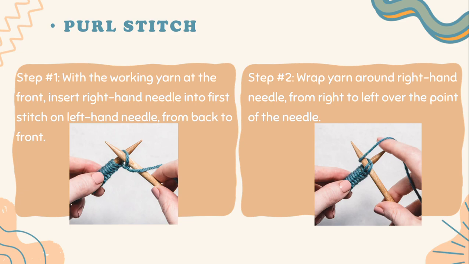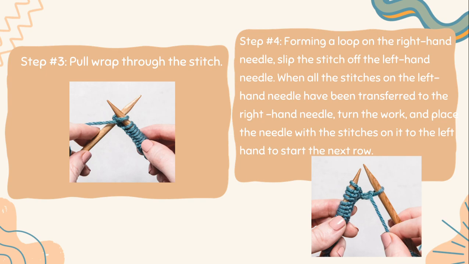Purl stitch. First step in making purl stitch is with the working yarn at the front, insert right hand needle into first stitch on left hand needle from back to front. Second, wrap your yarn around right hand needle from right to left over the point of the needle. Third, pull wrap through the stitch. Fourth, forming a loop on the right hand needle, slip the stitch off the left hand needle.